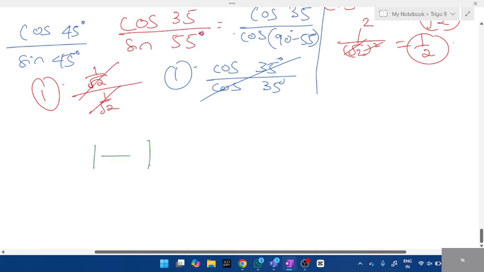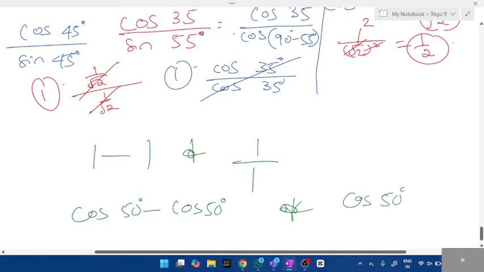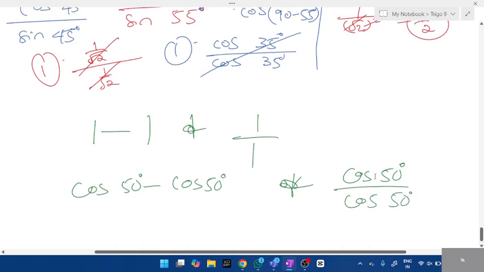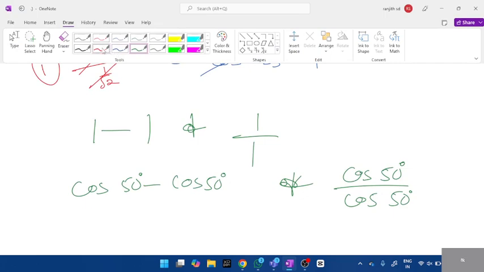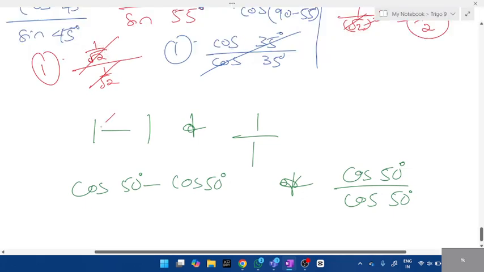Sometimes most of the students, even 10th standard students, have confusion in this. Look here: 1 minus 1, 1 divided by 1, cos 50 degrees minus cos 50 degrees, and cos 50 degrees divided by cos 50 degrees. There is a difference between both, students. What's the answer for 1 minus 1? 1 minus 1 is 0. In the same way, what is cos 50 minus cos 50? When you subtract equal values, it should be 0. Okay, not 0 degree, 0.